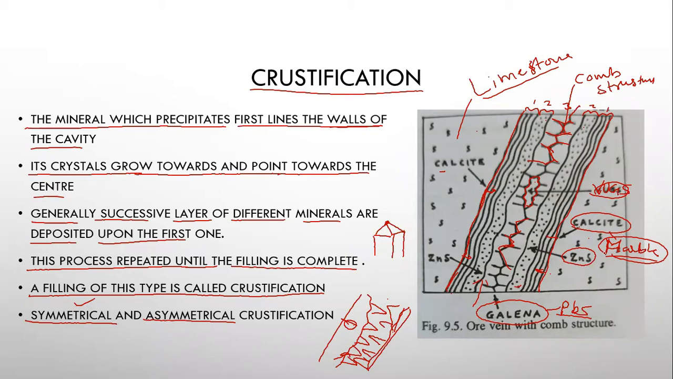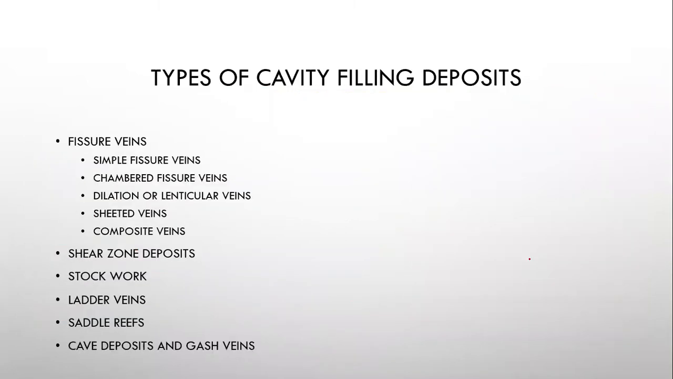So you can see successive layers are there. Marble is there, then ZnS, zinc sulfide, and then galena, lead sulfide. In this fashion, different valuable minerals will form in this type of crystallization. I hope you understood this crystallization. Then that is about the characteristic features of cavity filling deposits.